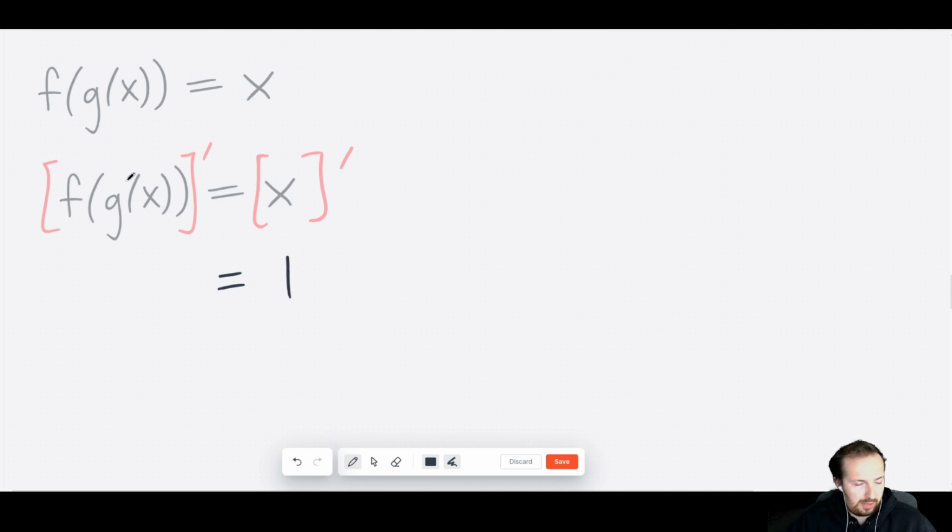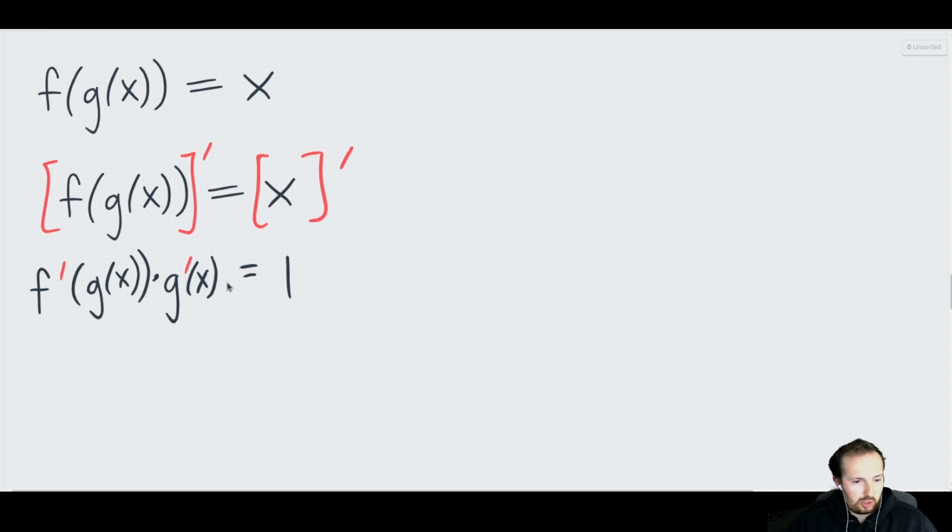And then this is for an arbitrary f and g. We don't really know. Basically, we're going to need the chain rule. So the derivative of the outer function, f prime, evaluated at the inner function, g of x, and then times the derivative of the inner function, according to the chain rule. That's what it would be.